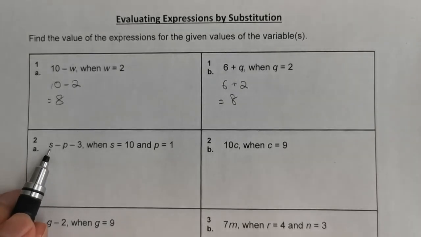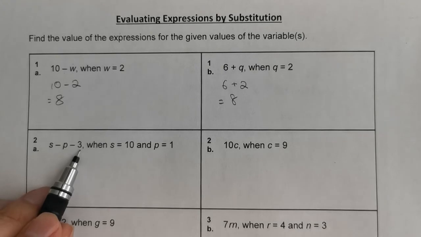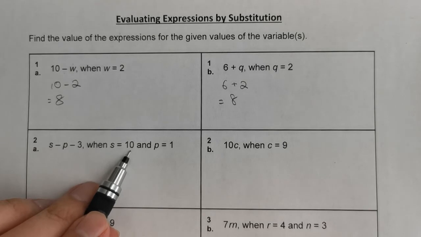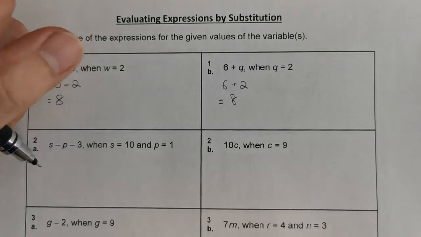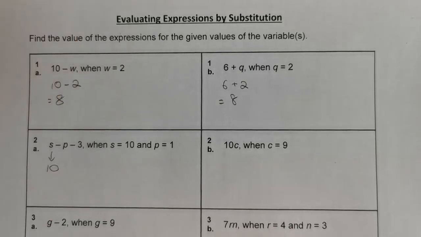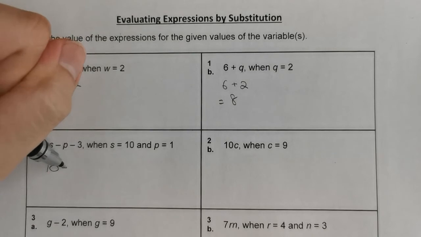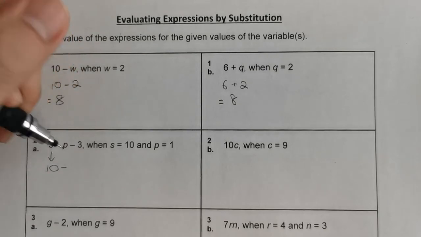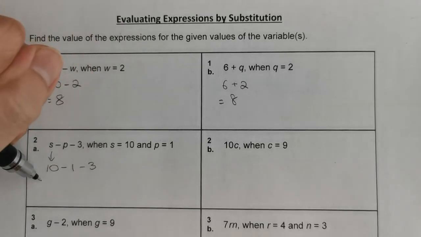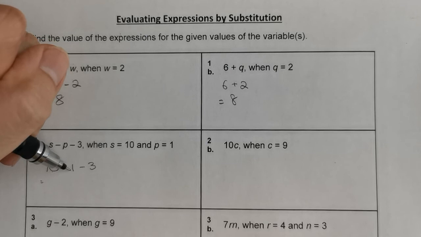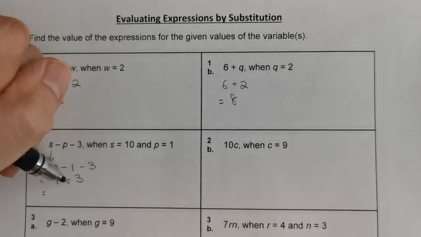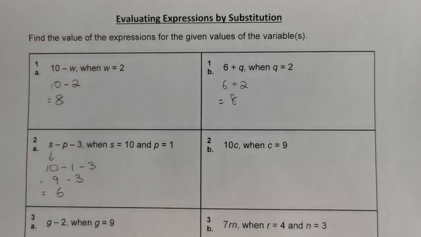If we look at this one, we have s minus p minus 3. So there are two variables. s is equal to 10 and p is equal to 1. So let's substitute it in. It's not an s anymore. It's a 10. And we're still subtracting it. We're subtracting the p, and p is 1. So subtract 1, then subtract 3. So 10 minus 1 gives us 9, and we subtract 3. 9 minus 3, 6.